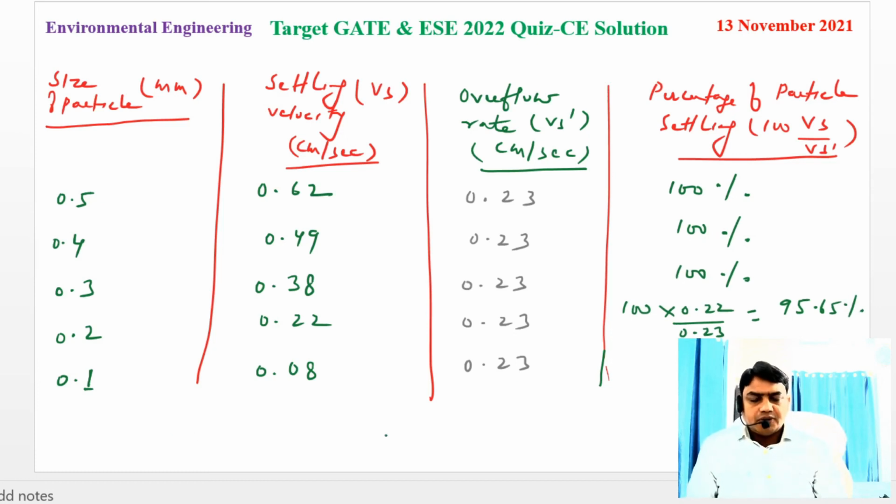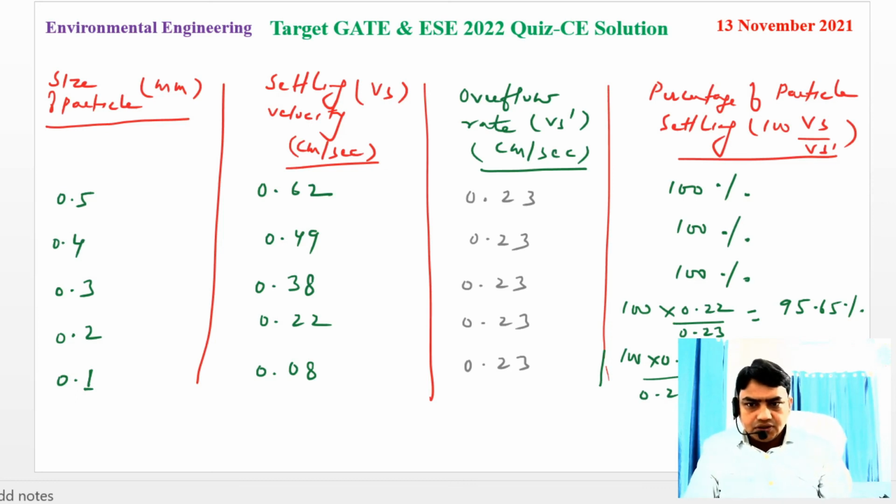Similarly, for 0.1 mm particle size, what is the percentage of particle settling? So here also Vs is less than Vs dash. So this value is 100 into 0.08 divided by 0.23, that is 0.08 divided by 0.23 into 100. So this value is 34.78%.